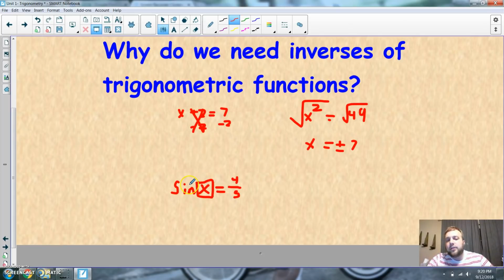Right? I need to get rid of the sine. And how do I get rid of the sine? You know, a lot of you guys probably say, oh, divide by sine, and that'll cancel. But actually, that's not multiplying.